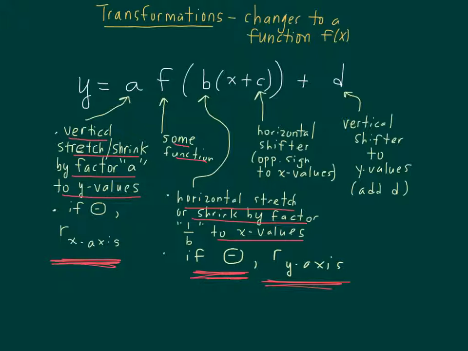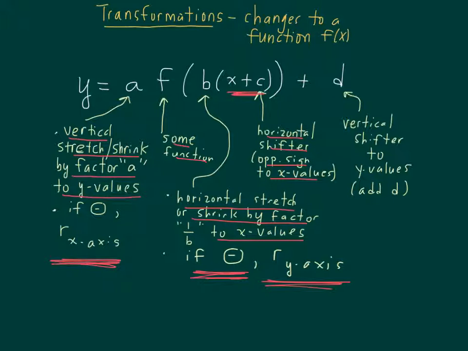The c on the inside, this is our horizontal shifter. You want to keep in mind here, this is always going to be the opposite sign of whatever you see, and you're going to apply that to the x values. So if you see an x plus 3 on the inside here, you would actually be subtracting 3 to the x values. If you see an x plus 5, you'd be subtracting 5. If you see an x minus 4, you'd be adding 4 to the x values. So it's always the opposite.